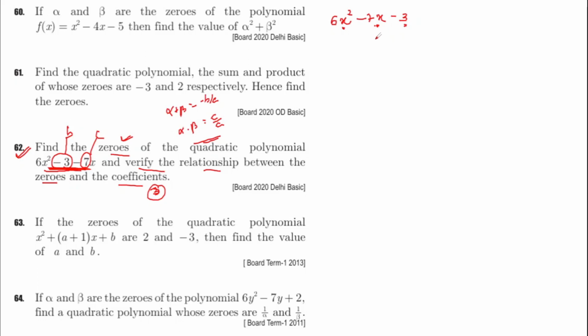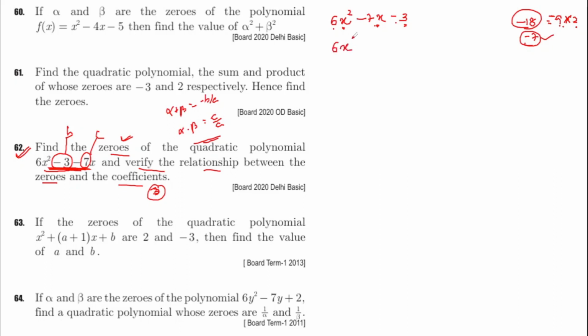Okay. So in this quadratic polynomial, let's try to factorize this. Here, if we multiply these two terms, you will get minus 18. And if we add these two terms, you should get minus 7. So 18 is nothing but 9 into 2. Okay? So 9 into 2 will give you 18. But here, what do you need? Minus 18. So this will be minus 9 and 2. And if you add minus 9 and 2, you will get minus 7.